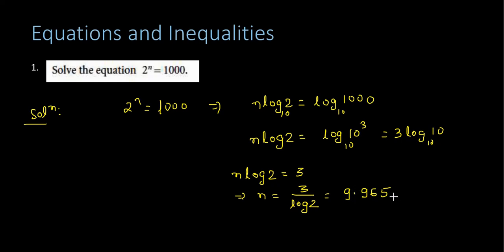Log values cannot always give you the exact value. Log 10 with base 10 is 1, log 1000 with base 10 is 3, but log 2 with base 10 is only an approximate value. Okay, so 9.965 is the value of n.